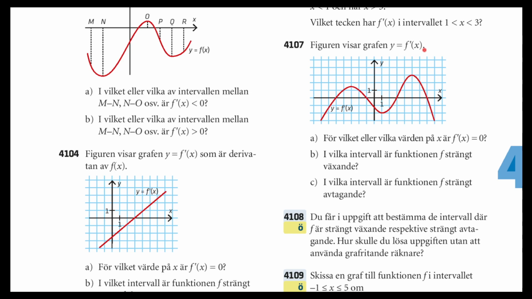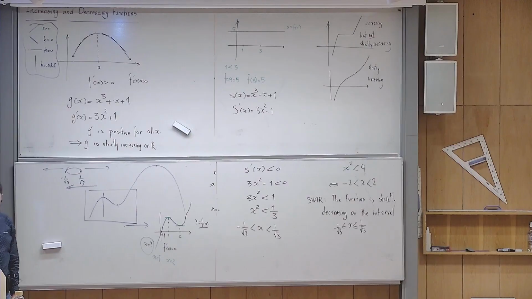So is that clear? So these are very good questions. You will see them in the future as well. So the graph of the derivative is given to you, and you are supposed to understand something about the original function. So is that understandable? Okay. Any questions?